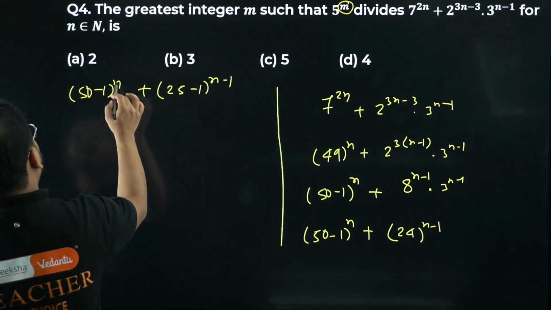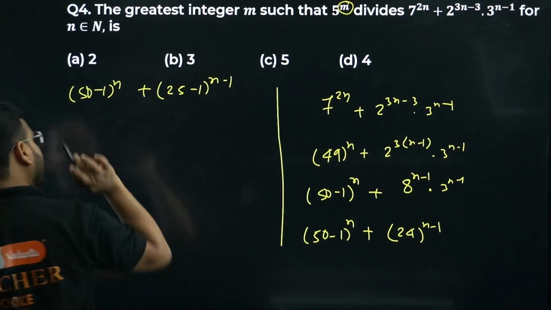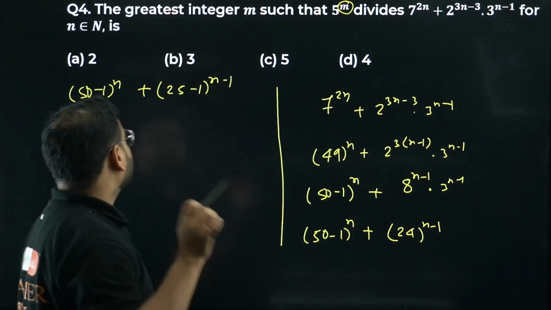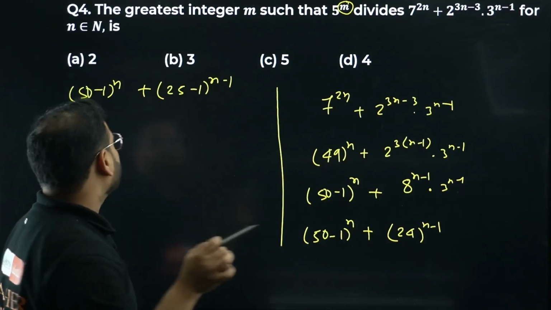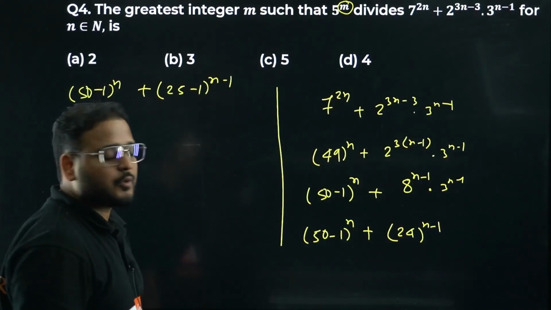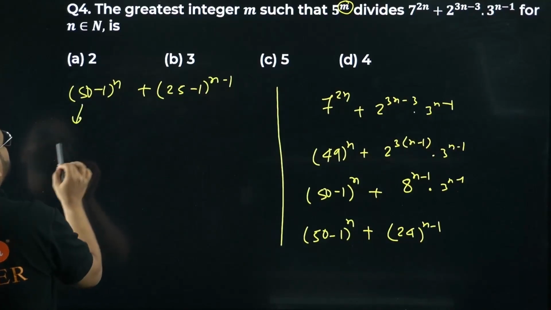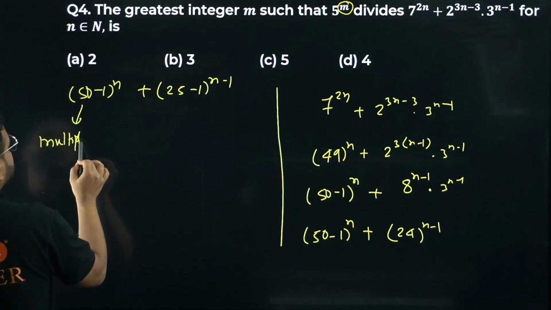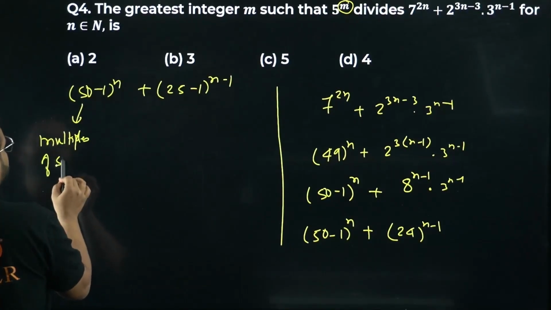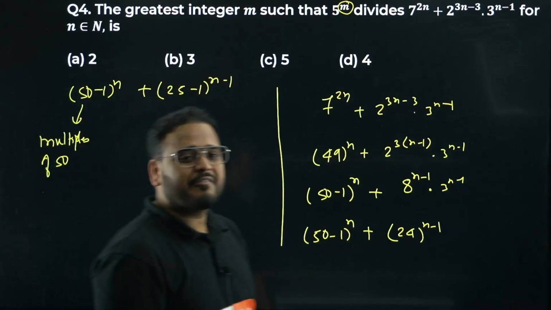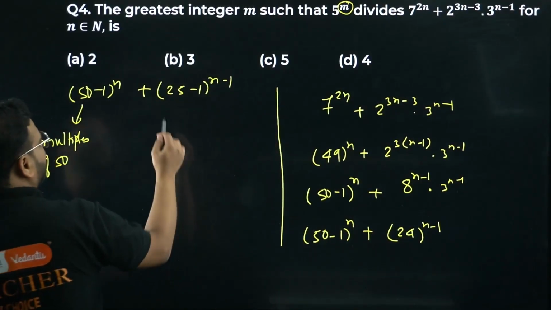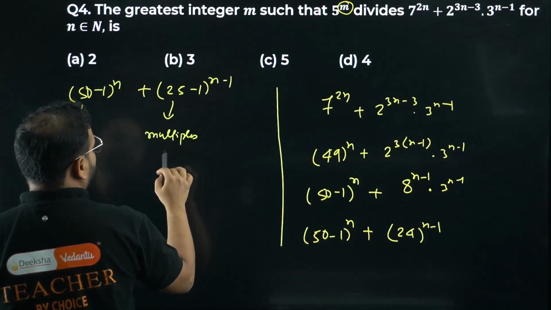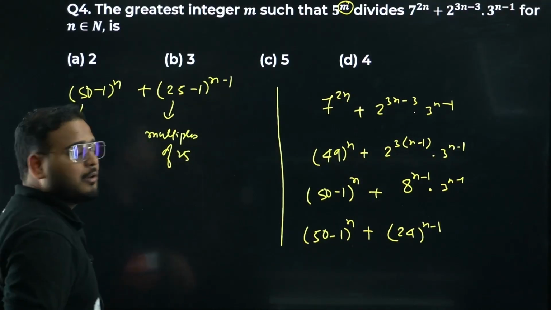So n is there, no? So I can start from 50 power 1 to 50 power n. First term, 50 power 1 to 50 power n. Yes or no? Sorry, 0 will be there, of course, it will be 0 only, don't worry. So 50 power 1, 2, up to 50 power n will be there. Okay, great. So basically it will give me multiples of 50, correct? Same way this will also give me multiples of 25.